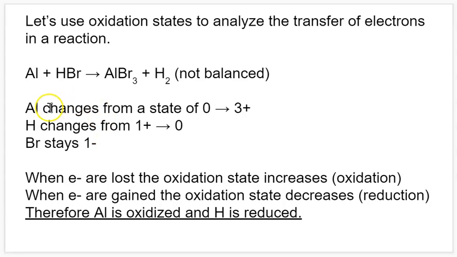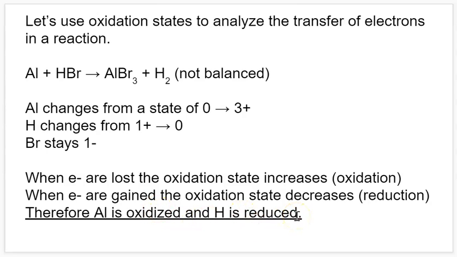So for example, aluminum is going from 0 to 3+, so it's becoming more positive, and you can only become positive by losing negative. So that implies that the aluminum is losing electrons, which means it's being oxidized. And for the hydrogen, it's going from +1 to 0, so it's losing positive charge, which you can only do by gaining negative charge. That tells us that the hydrogen is going to be gaining electrons, and therefore is the element in this case being reduced. So aluminum is oxidized and hydrogen is reduced.